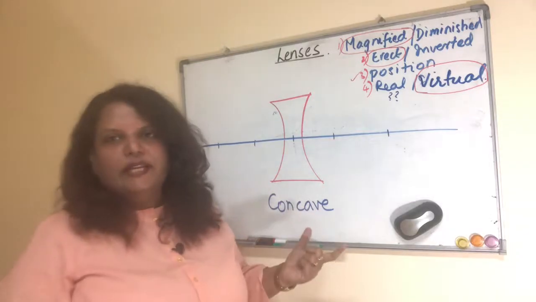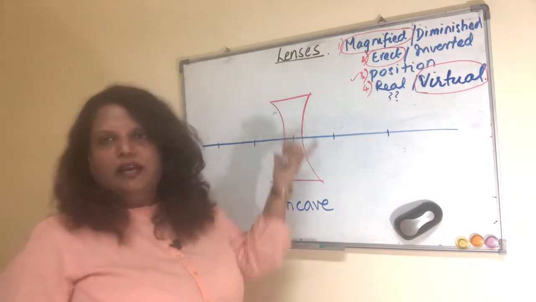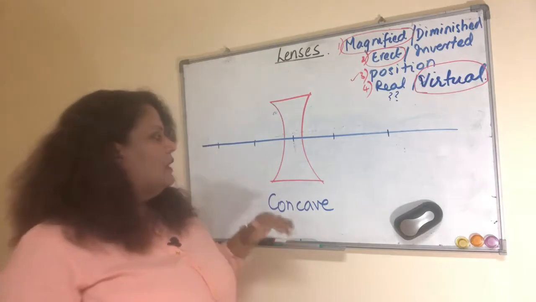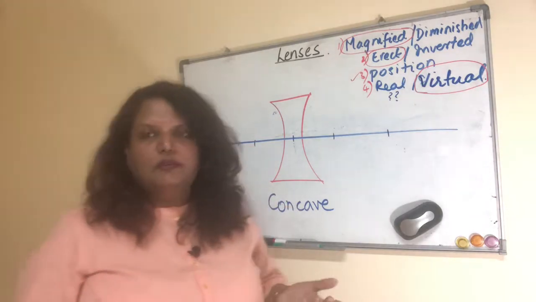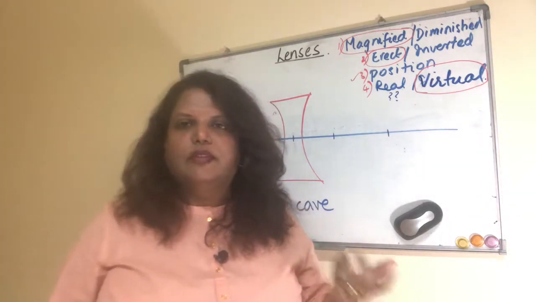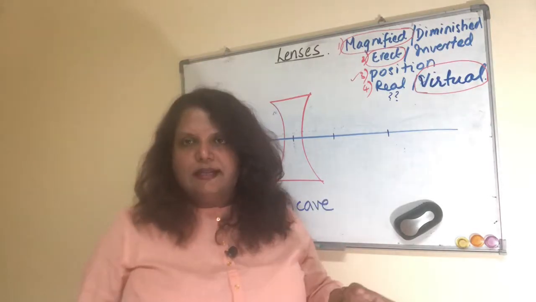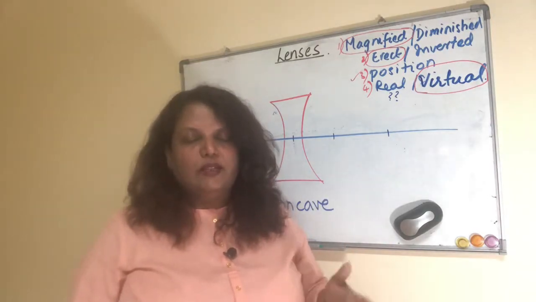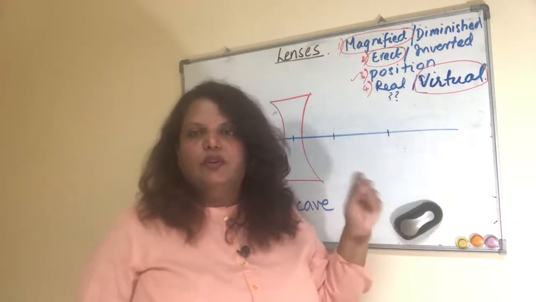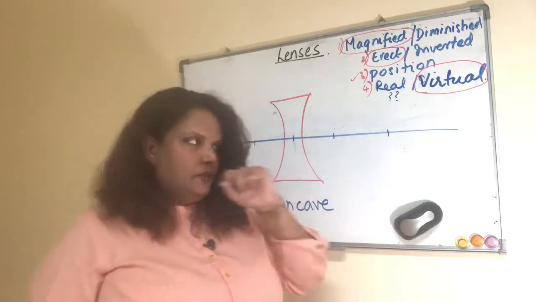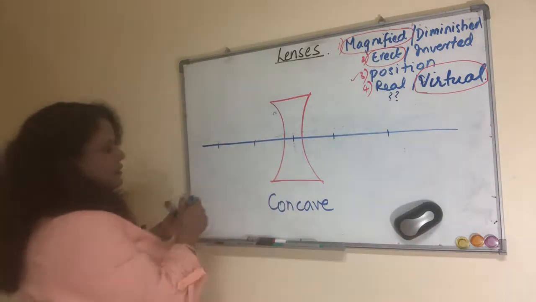Now this is a concave lens, which is narrow in the middle and broader at the edges. When I describe the property of it, what is the property of a concave lens? The light rays that pass through the concave lens will diverge. They will not converge, they will diverge. But how do they diverge?